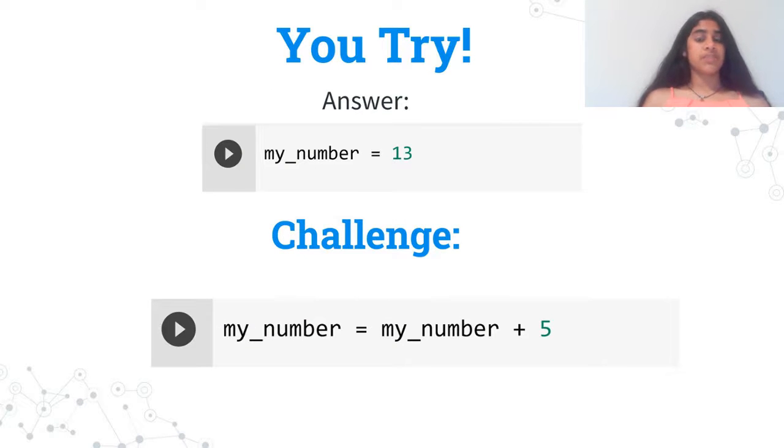Okay, these are the solutions. The solution for the you try would be my_number equals whatever number you want. Here we put the number to equal 13. And you're going to use one equal sign. And for the challenge, it would be my_number equals my_number plus 5. And that would be adding 5 to whatever your current number is.